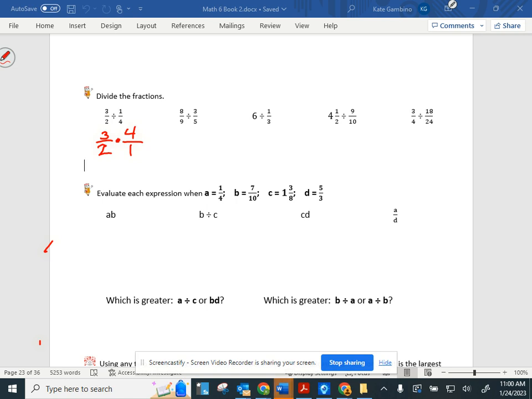So I'm doing the same math now. I have to flip dividing to multiply. So I have to flip my second fraction to its reciprocal. Then I multiply across and I simplify.